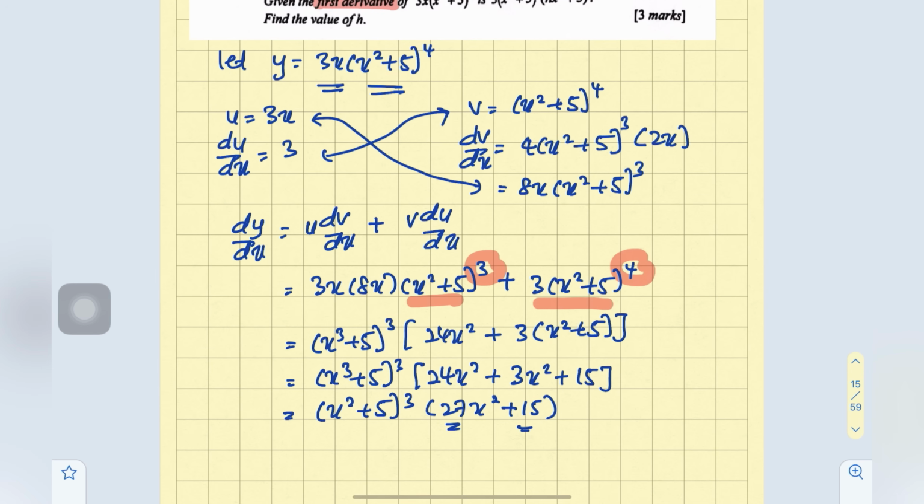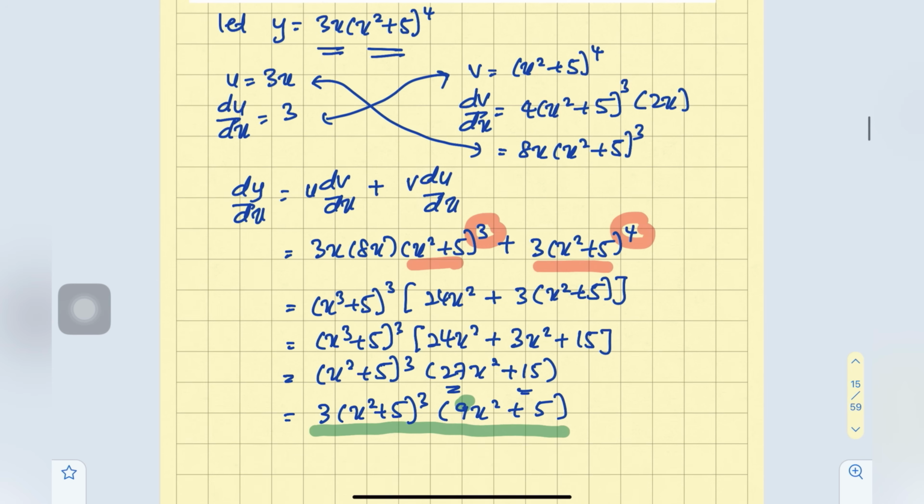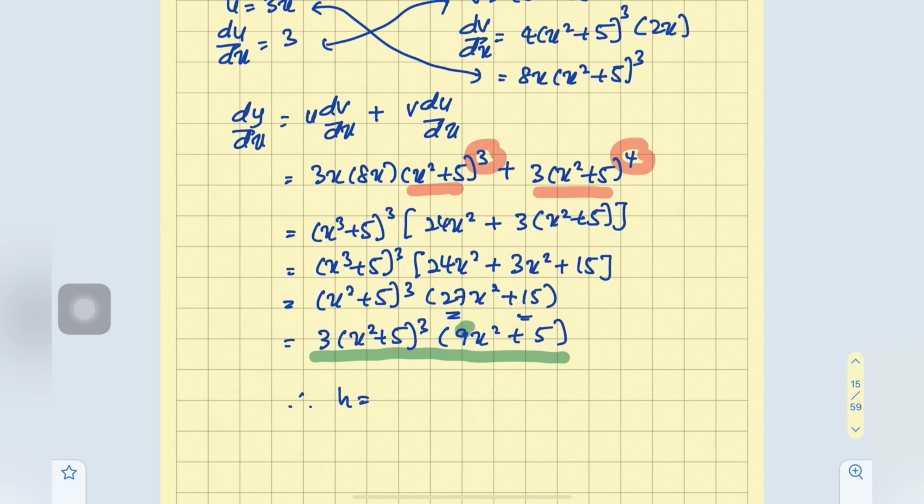Okay, ni kita boleh keluarkan, kita factorize 3. Okay, so 3 kita keluarkan x squared plus 5 cube. This one become 9x squared plus 5. Okay, so ni kita compare lah jawapan kita ni. Kita compare dengan yang dia bagi ni. This one dengan this one. So dia tanyakan apa value of h. So kita dapatlah h kita this one. Okay, so h equals to 9. Okay, so therefore h equals to 9.